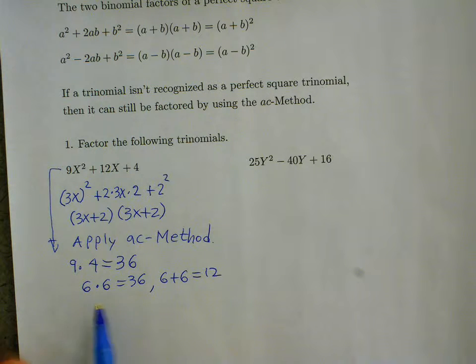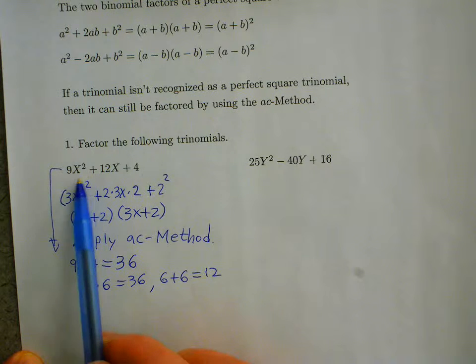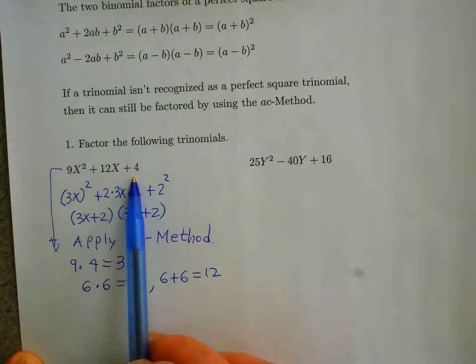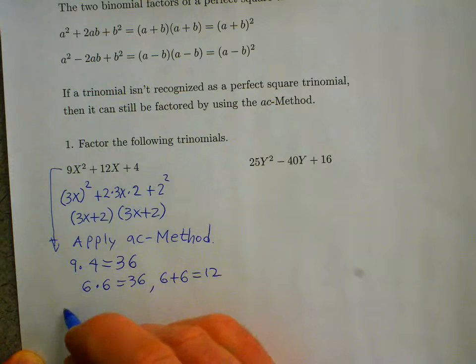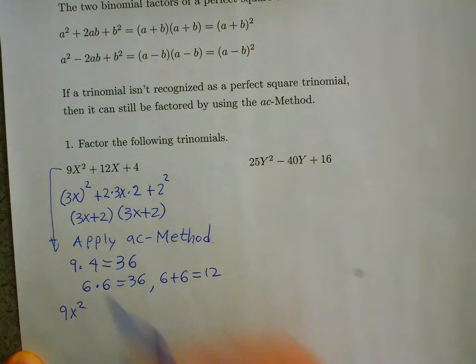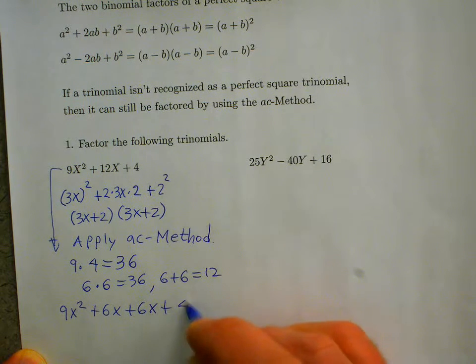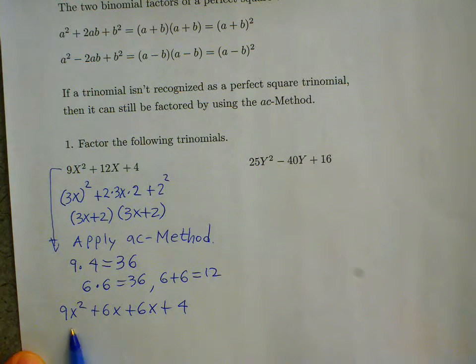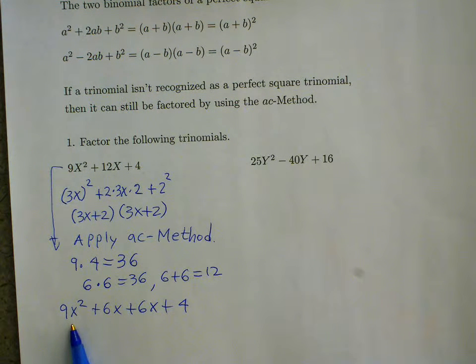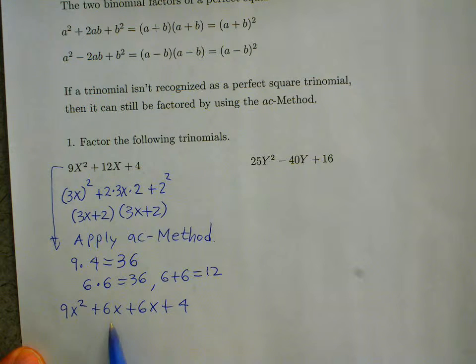Okay, so using the integers 6 and 6, we transform the trinomial into a quadrinomial. Replace the plus 12x with plus 6x plus 6x. And then factor the quadrinomial by grouping. Out of the first two terms, 9x squared plus 6x, the greatest common factor is 3x. So we factor 3x out.